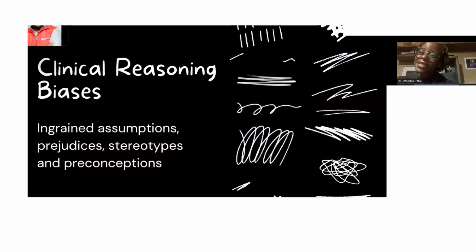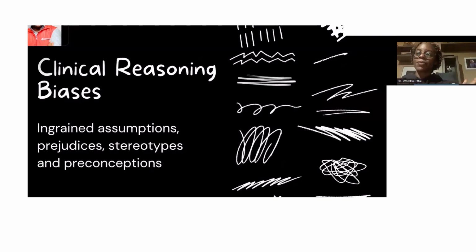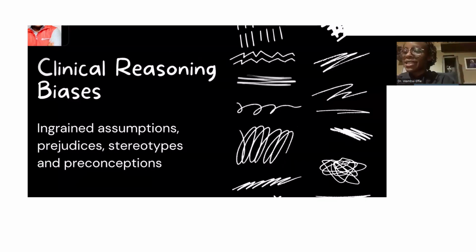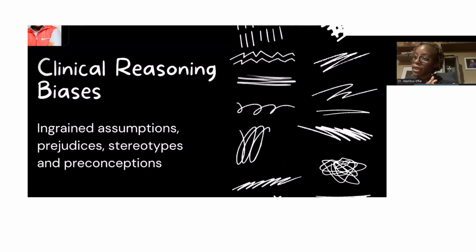So biases are just these ingrained assumptions, prejudices, stereotypes, and preconceptions. Sometimes it is what it is. We might overlook or misinterpret the significance of a cue, or we jump to conclusions, or we might fail to take into account other possibilities. And we might not be entirely aware of these biases. And sometimes we might not be aware of how negatively they influence our clinical reasoning.